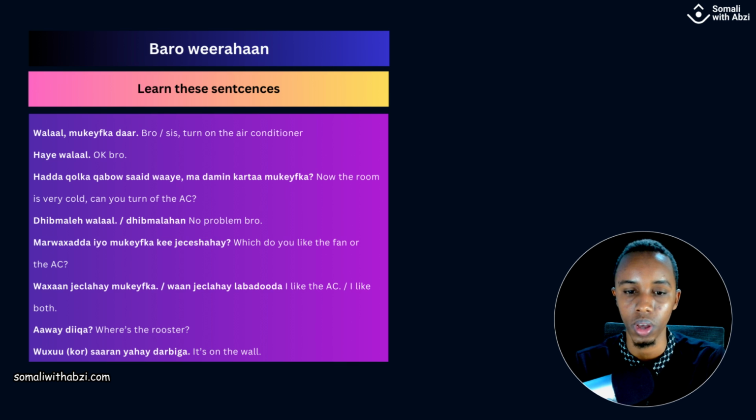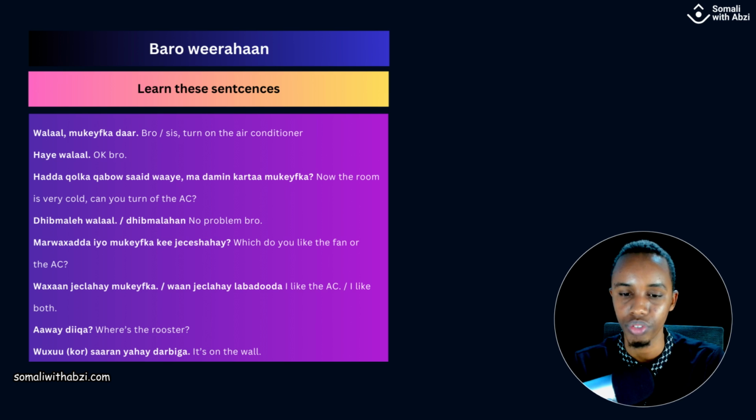Okay, the next one is marwaxadda iyo mukayfka kee jeceshahay. Marwaxad, some people also say muraxad, so it's fine in Somali. We just add each noun with a different article, and we learned all of those in one complete lesson. So you may want to check that lesson if you want to know how to say the fan or the AC. Marwaxadda iyo mukayfka kee jeceshahay, which one do you like?